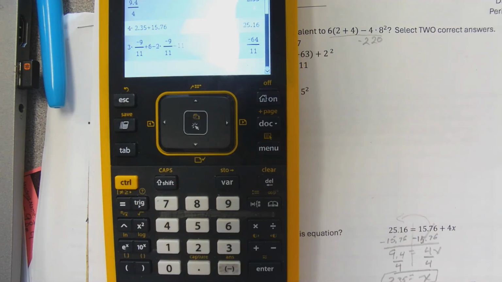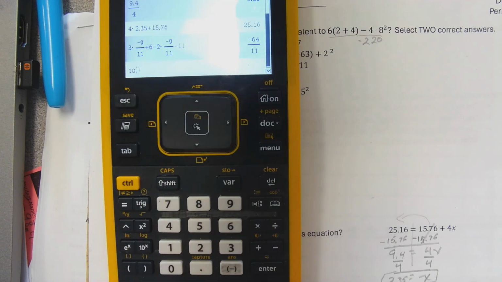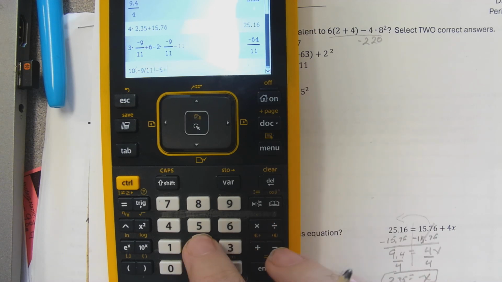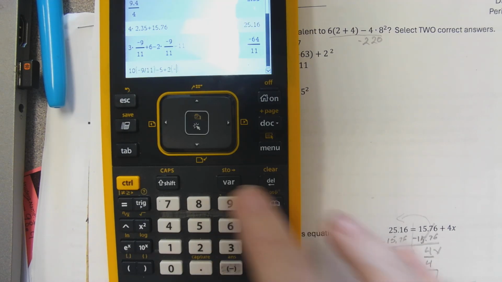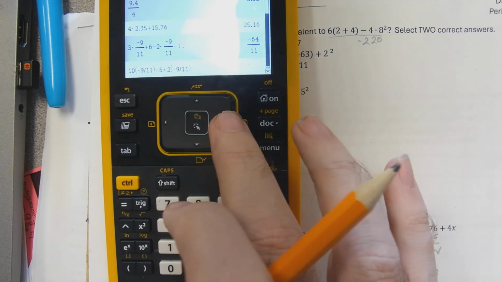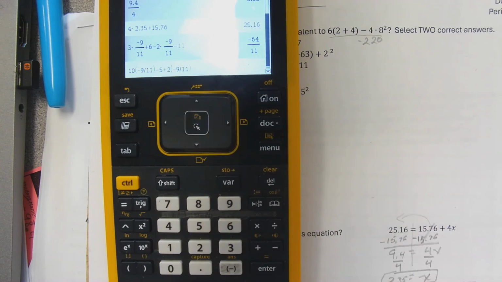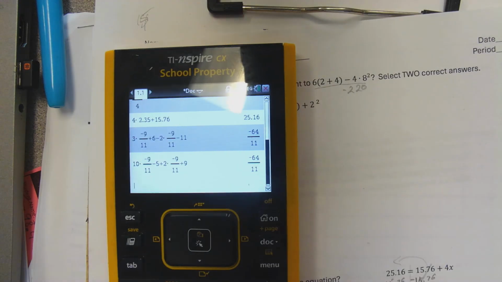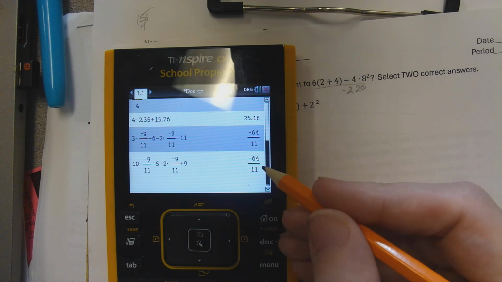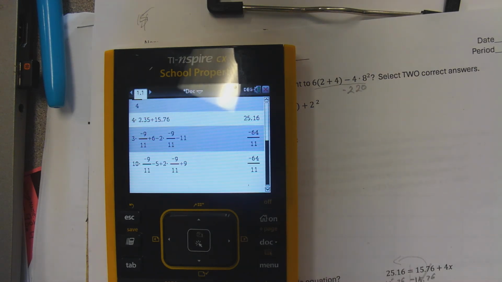Now, so that's the left side. Now I'm going to do the right side. On the right side, that's 10 parenthesis negative 9 divided by 11, leave the parenthesis, minus 5, plus 2 parenthesis negative 9 divided by 11, leave the parenthesis, plus 9. And then enter. Notice I got negative 64 over 11 for both. So that means this side equals this side.